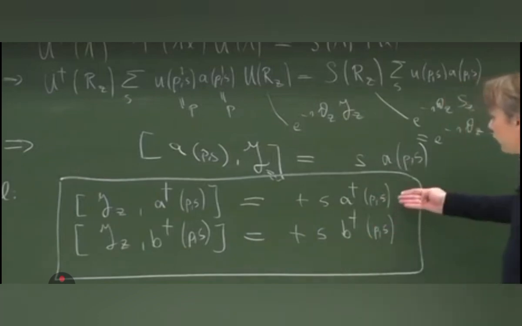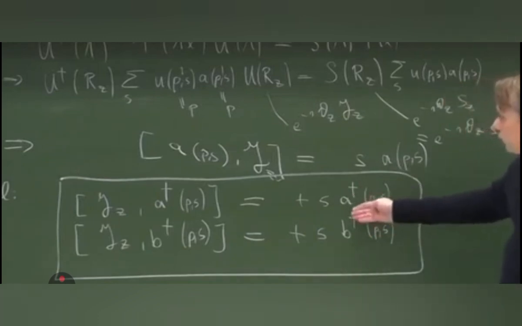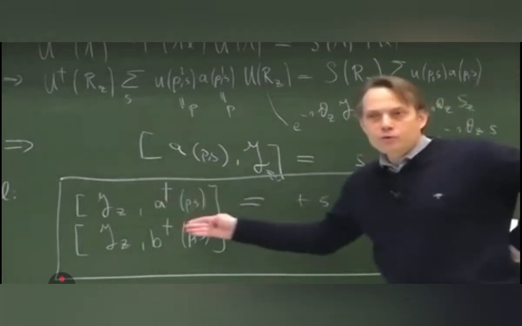So these equations tell you what is the spin, or in general the angular momentum of the particle states created by A dagger and B dagger, because if you now create out of the vacuum a one particle state, then this tells you what is the Jz operator applied onto that state, namely plus S.